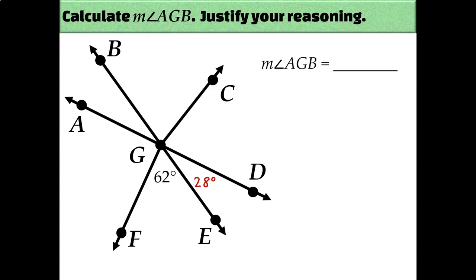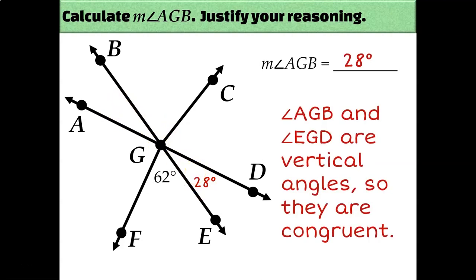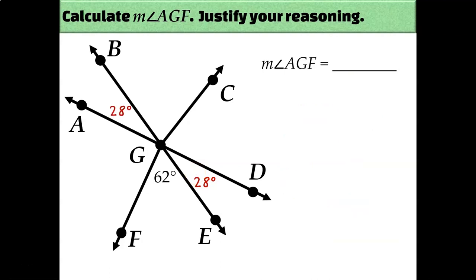Next, I want us to calculate the measure of angle AGB. AGB is this little one right here. Do I see any kind of a relationship between this angle and the ones that I already know, these two angles right here? Well, yeah, these are intersecting lines. AD and BE are intersecting lines, and angle AGB and EGD are on opposite sides. They're non-adjacent angles created by the intersection of two lines. That means they're vertical angles. And vertical angles are always congruent, so that means that they'll both be 28 degrees.